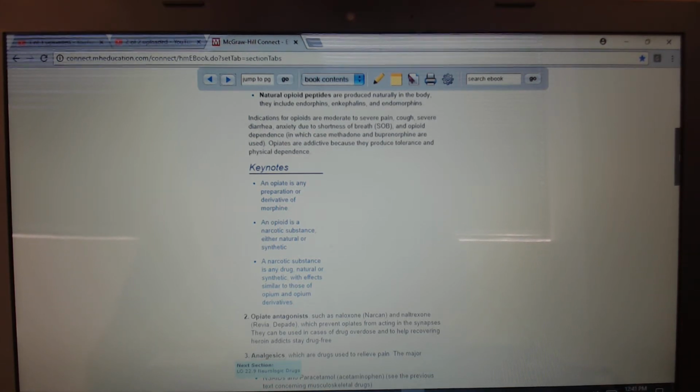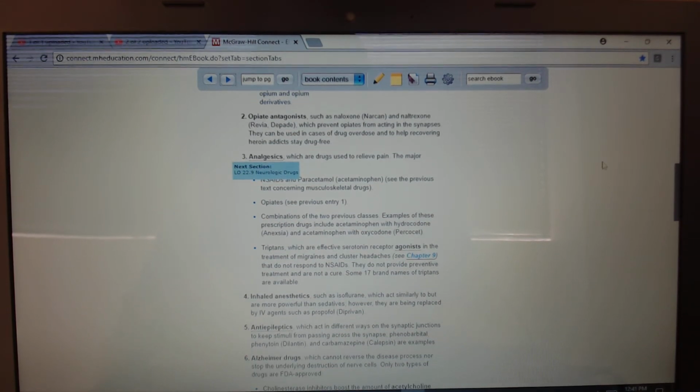Our keynotes: an opiate is any preparation or derivative of morphine. An opioid is a narcotic substance, either natural or synthetic. A narcotic substance is any drug, natural or synthetic, with effects similar to those of opium and opium derivatives. Opiate antagonists, such as naloxone (Narcan) and naltrexone (Revia), prevent opiates from acting in the synapses. They can be used in cases of drug overdose and to help recovering heroin addicts stay drug-free.